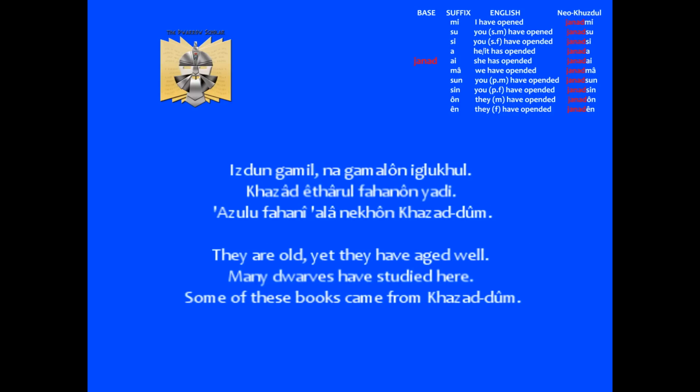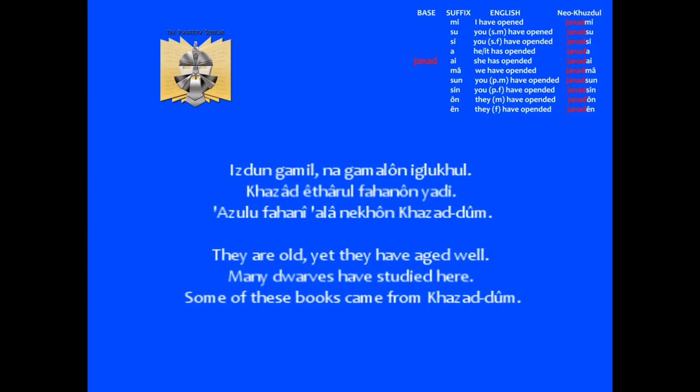Isdun Gamil, na Gamalon Iglukul, Kazad et Haru Fahanonyadi, Azulu Fahani, Alanekon Kazadum. They are old, yet they have aged well. Many dwarves have studied here. Some of these books came from Khazad-dûm.